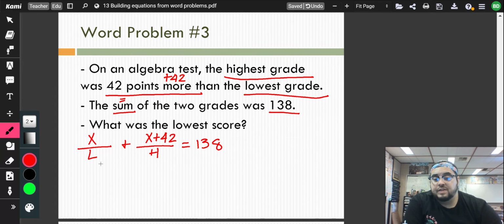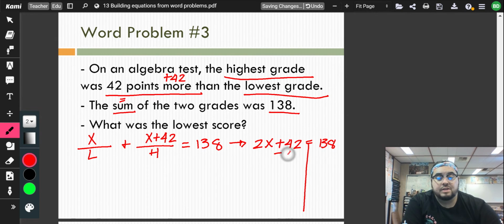Okay. Now let's see if this makes sense. The low score is x. The high score is 42 points more than that, so it's x plus 42. That's exactly what that means. And together, when I add them, they equal 138. So now I can combine like terms. I have 2 x's plus 42 is equal to 138. Okay. Now I'm going to solve this, same as I've been solving the other ones. I'm going to subtract 42 from both sides.